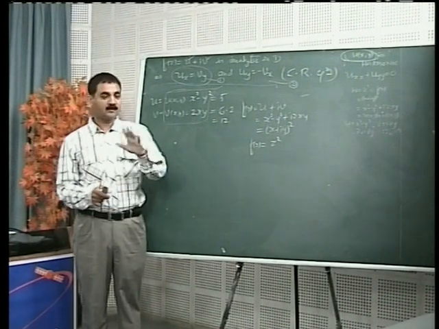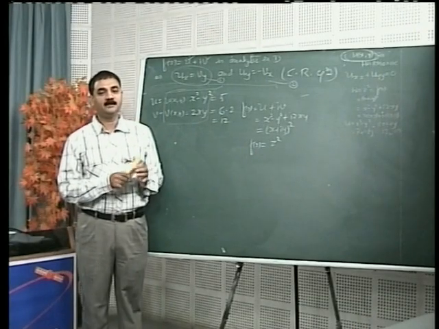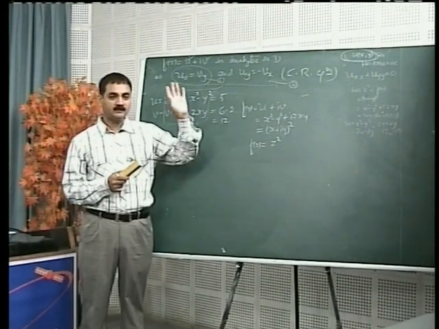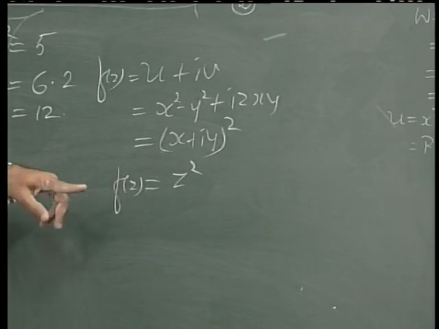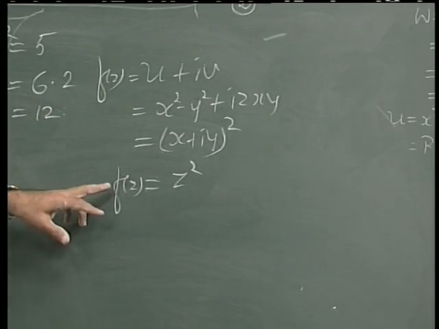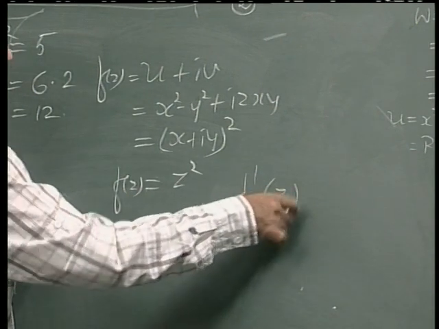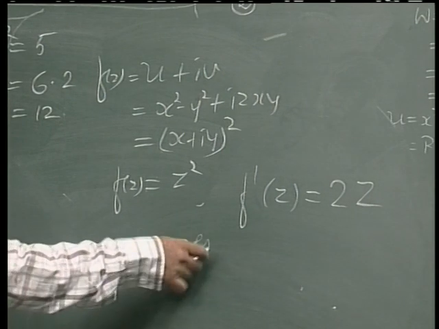All the polynomials are entire functions. Entire function means throughout the complex plane the function is analytic. z square, z cube, z raised to 4, e raised to z, all are analytic functions. Entire functions are analytic. f(z) equal to z square is analytic, its derivative is 2z. So it is analytic.